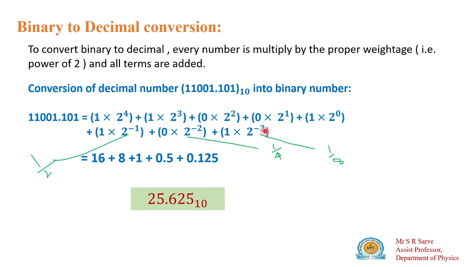Here 2 raised to the power minus 3 means 1 by 8. 1 by 8 into 1, so what is 1 by 8? 1 by 8 means 0.125. 0.125 into 1 means 0.125.